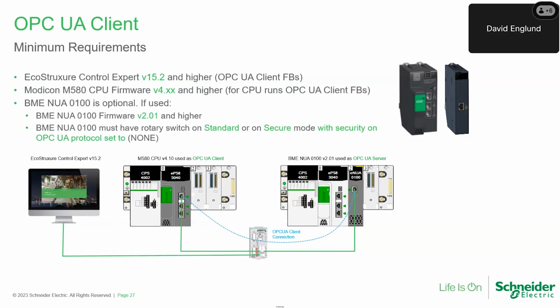The OPC UA client function blocks can either be initiated from the M580 Ethernet ports, as in the diagram here, or through a BME NUA card. If the BME NUA is used, it must be firmware version 2.0 or higher, and the rotary switch must be set on standard mode or on secure mode with the OPC UA security mode set to none. That's because, as I mentioned, there's no security in the current release of this.